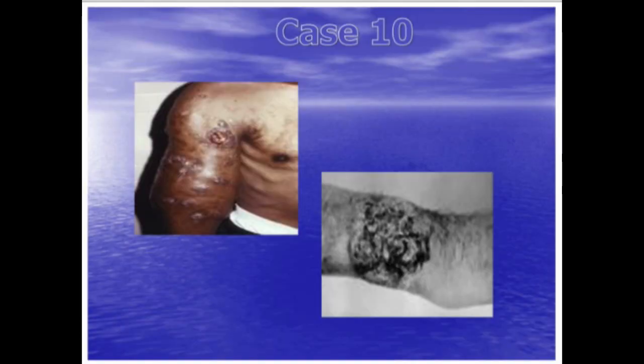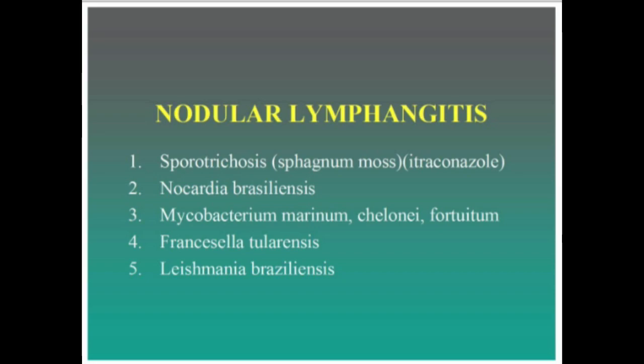The next case is a patient who lives in Lakeland and presented with nodular cellulitis after working in the yard. What are the possible etiologies? He presented with a nodular lesion in his right upper extremity, like that. What's the cause? Sporotrichosis, Nocardia, and Mycobacterium, tularemia too. Less likely in Lakeland, but yes. This is your differential in nodular lymphangitis or nodular cellulitis: sporotrichosis, Nocardia, Mycobacterium marinum, chelonae, fortuitum. Those are your rapidly growing Mycobacteria, tularemia, and even leishmania, but here we don't see that.